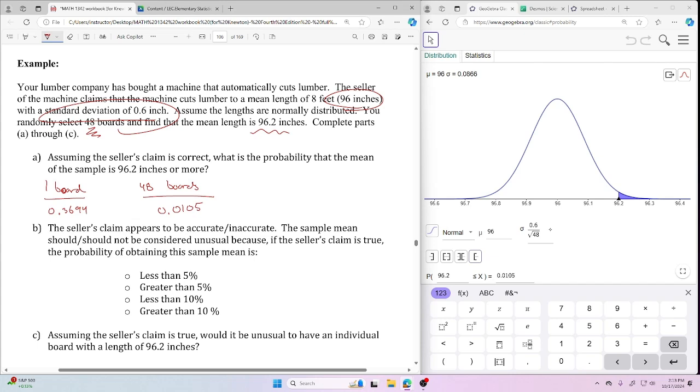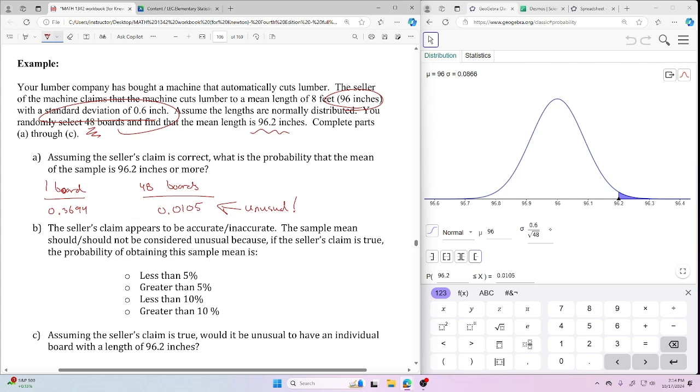So that's 1%. I'm going to ask, is that unusual? Yeah, unusual. Again, we're looking for 5% or less. 5% or less, that's unusual. This is almost nearly very unusual. All right, so it says it appears to be accurate or inaccurate.